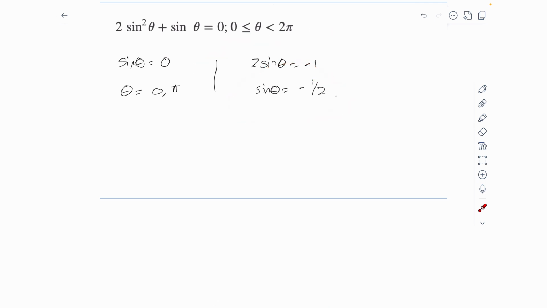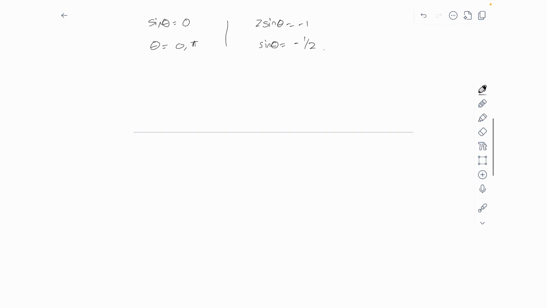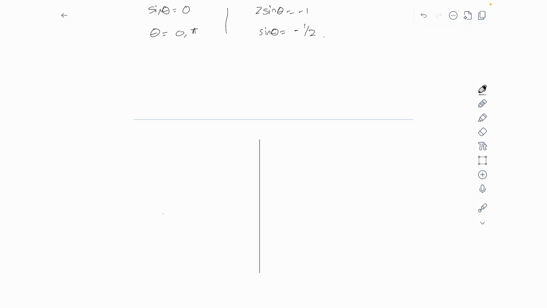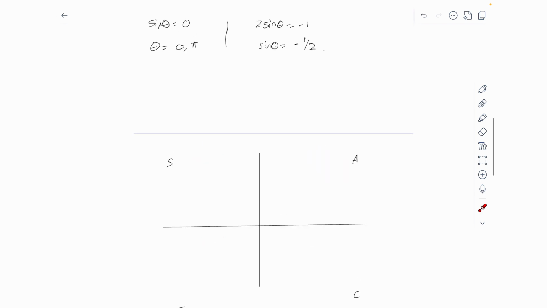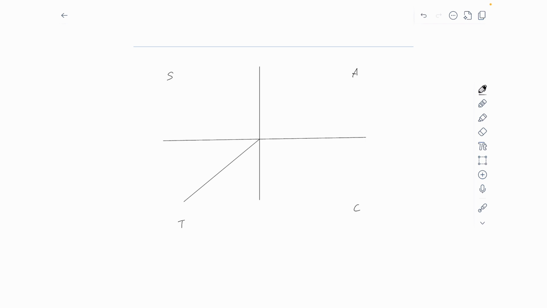This is where things get interesting, and this links back to using the CAST diagram correctly. So if I draw the CAST diagram here, what does that give us? Well, as you know, sine must be positive in this quadrant and in this quadrant. So that implies that sine must be negative in this quadrant and this quadrant, because sine theta is equal to -1/2. So what I'm going to do here is draw what I like to call reference triangles, which makes the question way more simple.